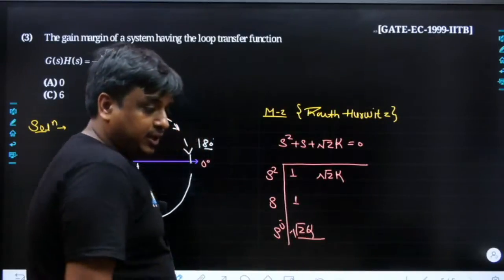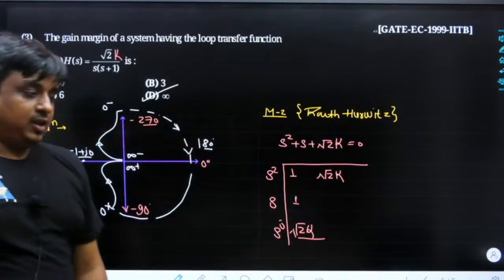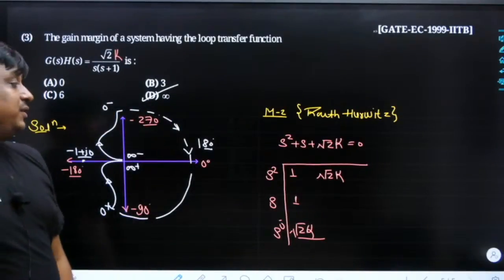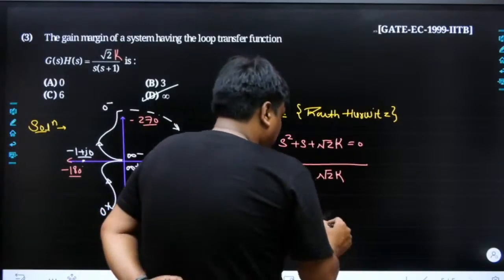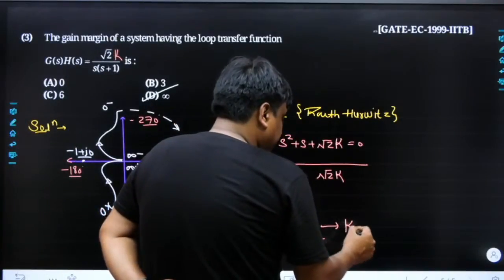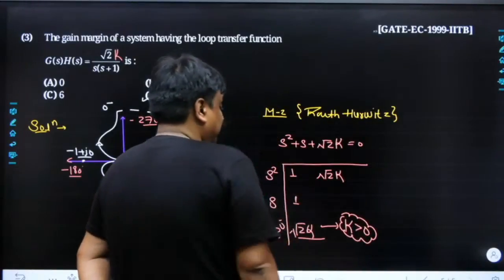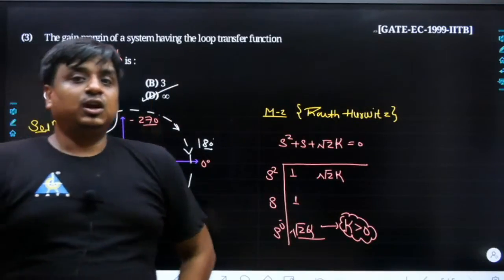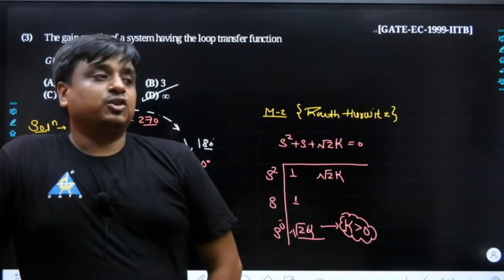Root 2 of k would get repeated. Root 2k would get repeated. Yes, sir. Now, end of the day, what had been happening? If we talk about the positive value of k, for all positive values of k, there had not been any sign change in the first column or the principal column of the Routh-Hurwitz, and hence there had not been any closed loop pole kept towards the right hand side for the positive value of k.